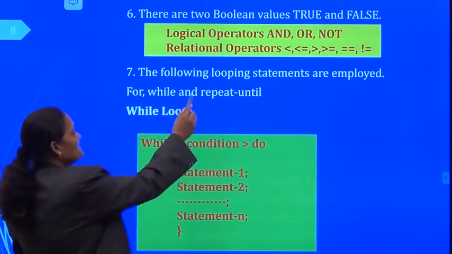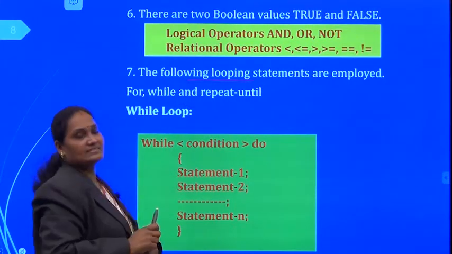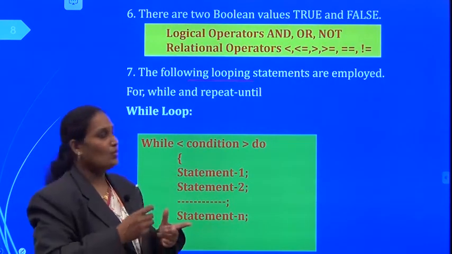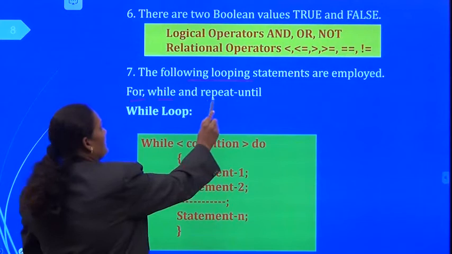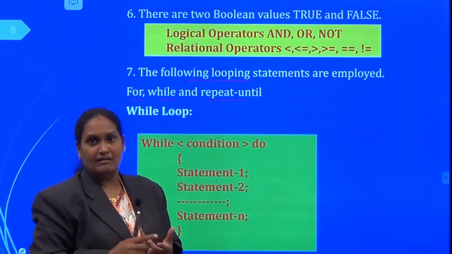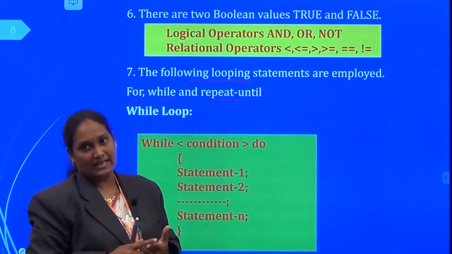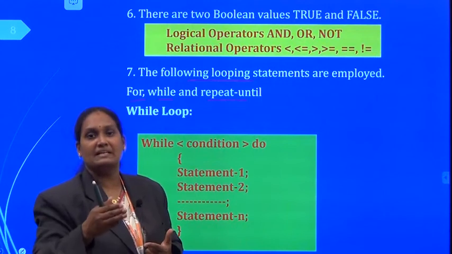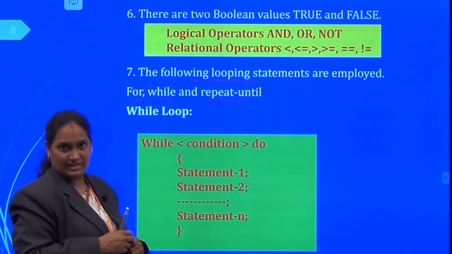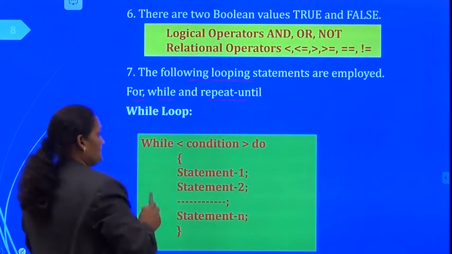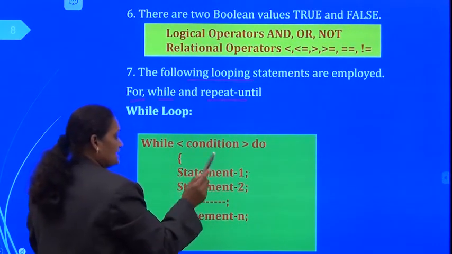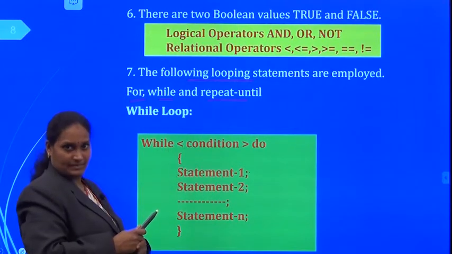Next, coming to looping statements, we can employ three looping statements in our pseudocode. The three looping statements are while, for, and do while, which is represented with repeat until. Now let us see the while loop. What is the syntax that we need to follow for writing the while loop? While condition do, within the braces we represent statement 1, statement 2, and so on, statement n.